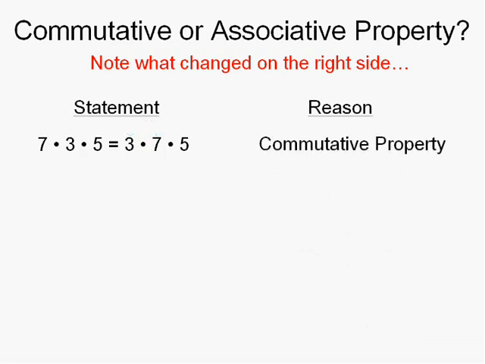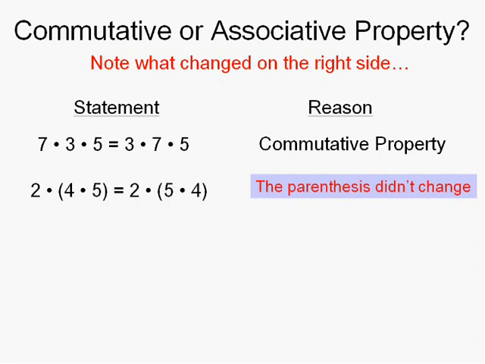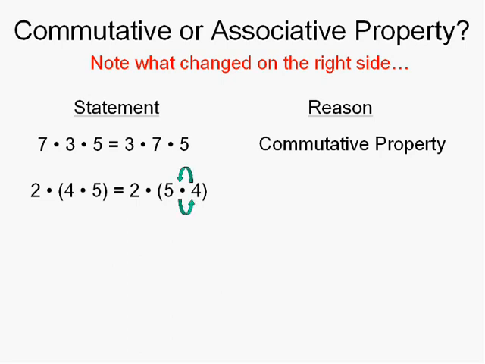It's the commutative property. Okay? Let's do another. Now this one has parentheses. This is a tricky one though. Let's look at 2 times 4 times 5, and on the other side 2 times 4 times 5. Oh no, I'm sorry, 2 times 5 times 4. The parentheses did not change, did they? The parentheses did not change. When the parentheses change, it's associative, but they didn't change. What changed was the 5 and the 4. I tricked you.